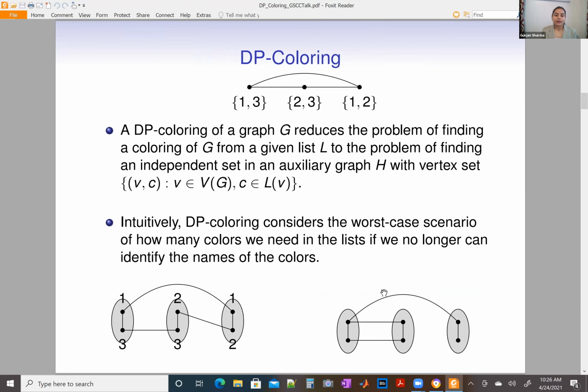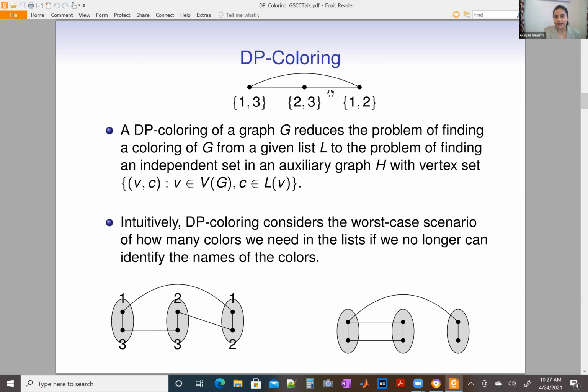Okay, so now things are a little different, and now we're moving to DP coloring. So what is the intuition behind DP coloring? It was actually introduced by Dvorak and Postle in 2015 when they were working on a list coloring problem of planar graphs. So suppose we have a list assignment of a graph.